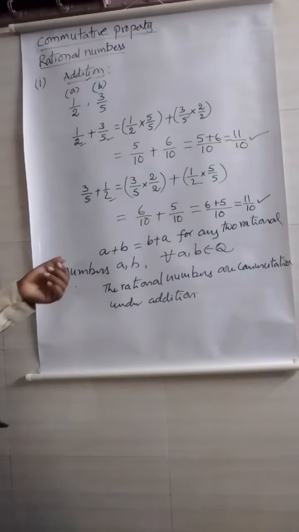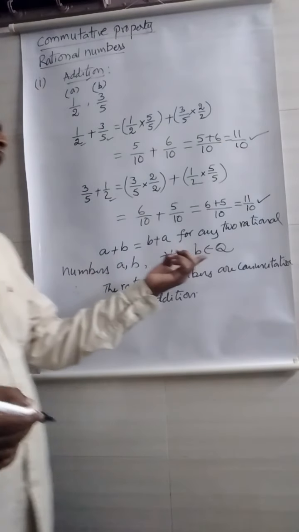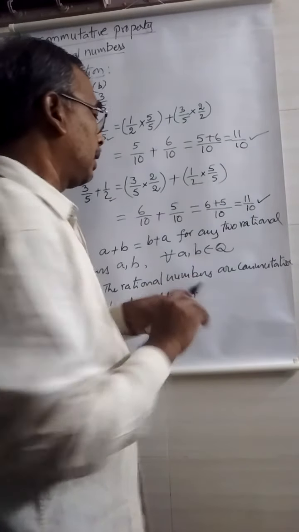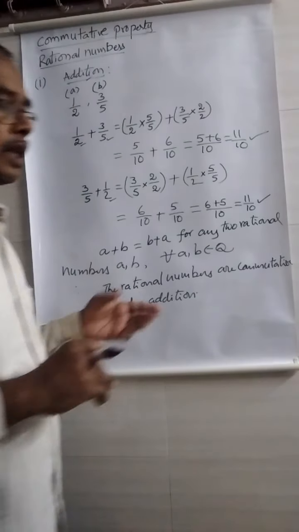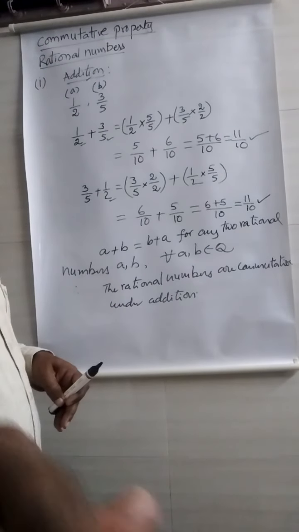And that means A and B are both rationals. Both are rationals. Okay.